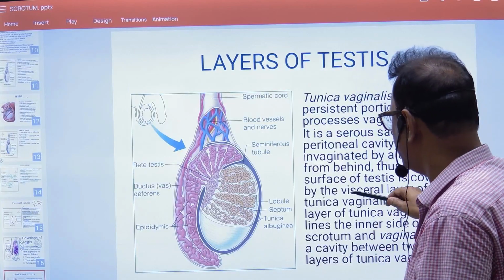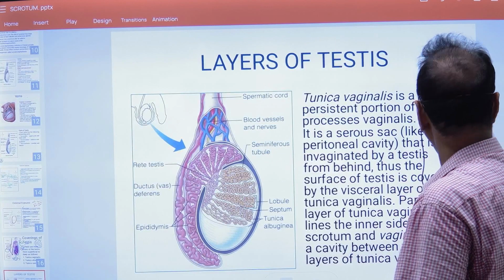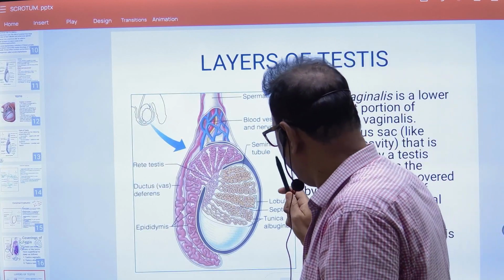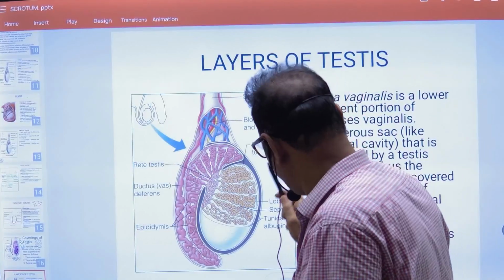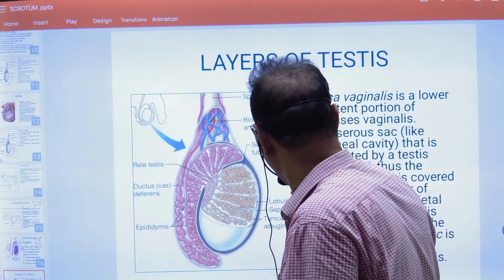So we are talking about the layers of the testis. One thing more, the tunica vaginalis that we just studied.